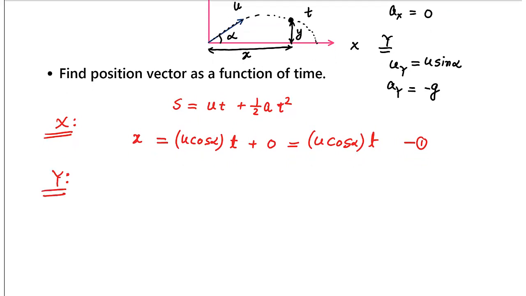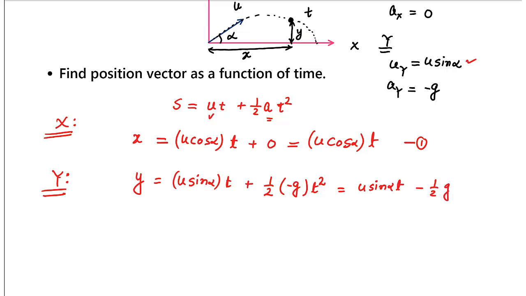If I write the equation of motion in the y direction, y is equal to, what is the initial speed in the y direction? That is u sin alpha. So if you remember, we have just written the initial speed is u sin alpha, into t, plus half into acceleration. What is the acceleration in the y direction? That is acting in the downward direction, that's why this is minus g, and this is t square. So this is the equation of motion for the y direction, and I can write y is equal to simply u sin alpha t minus half g t square. So this is my y coordinate.